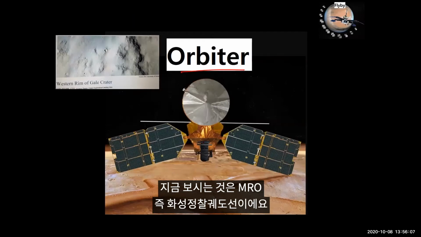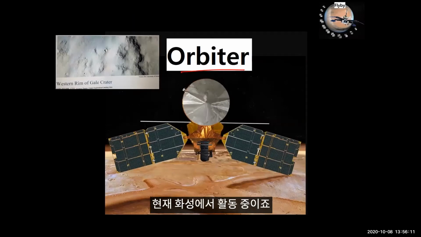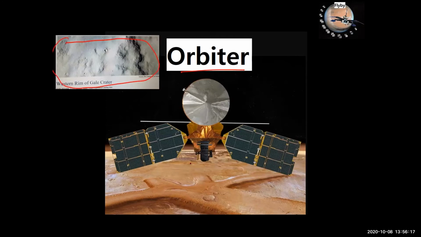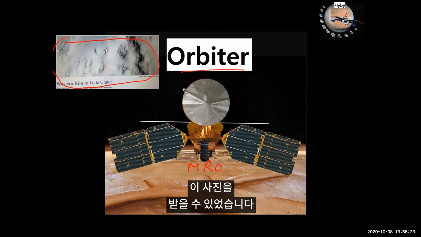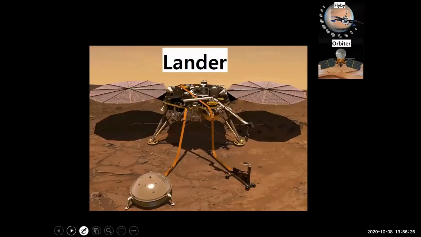And this is MRO, the Mars Reconnaissance Orbiter, which is currently operating at Mars. And upon my request as a researcher, the MRO satellite sent me this picture. This is the second method.